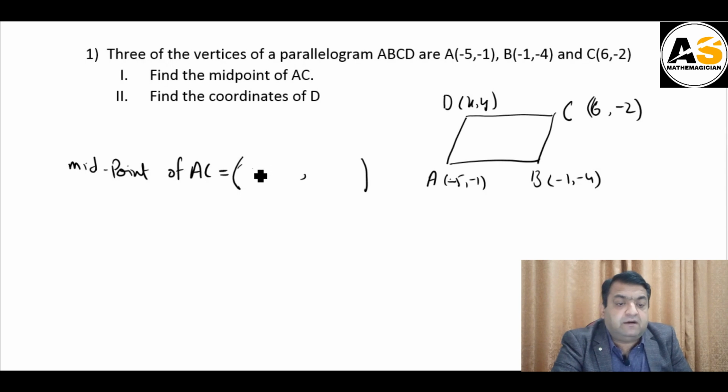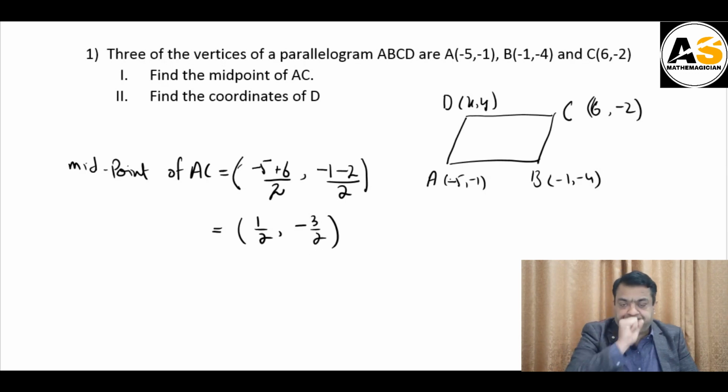What is the x coordinate of A? Minus 5. What is the x coordinate of C? 6. We will add these two and divide by 2. What is the y coordinate of A? Minus 1. And what is the y coordinate of C? Minus 2. We will add these two and divide by 2. We will get 1/2 and -3/2. So this was part 1. We were simply asked to find the midpoint of AC.